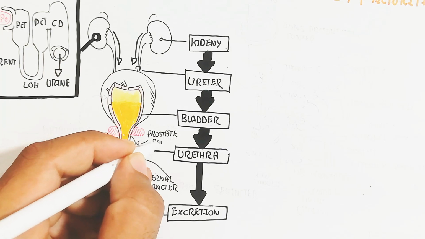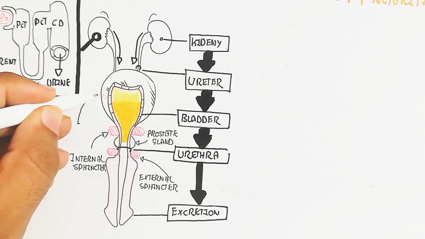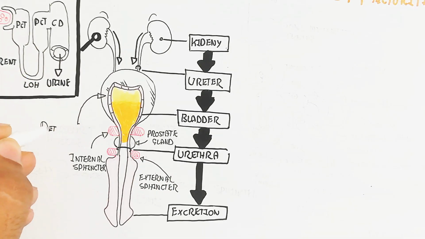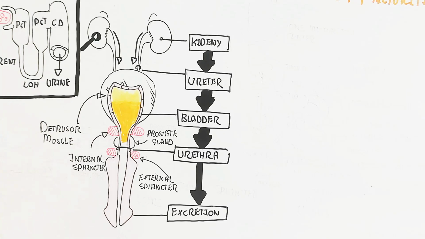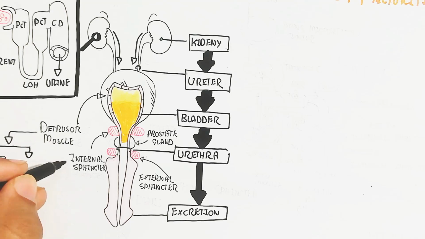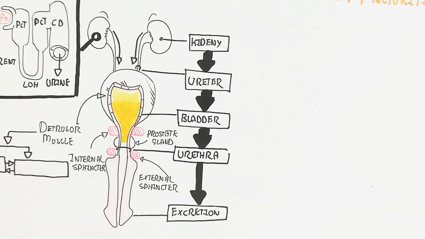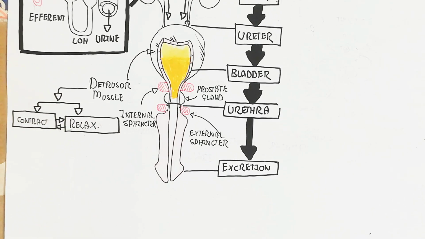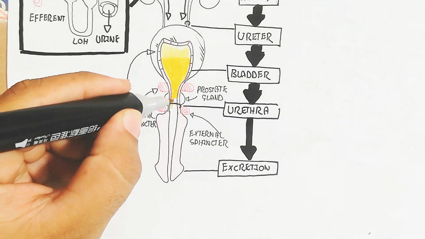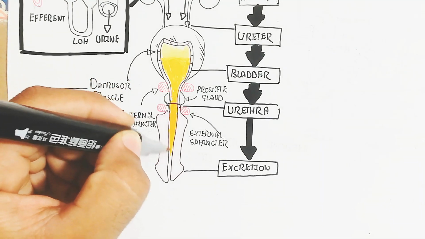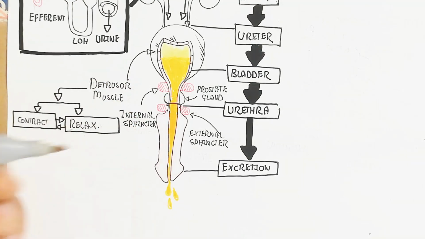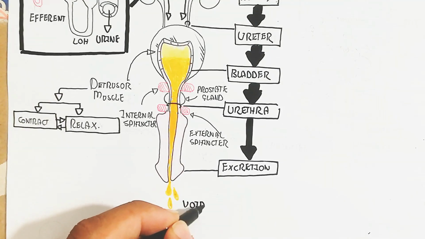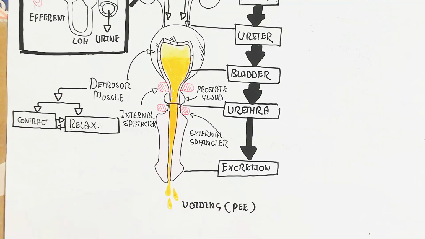The prostate gland is very important when present in the male urinary system, and when it becomes hyperplastic or swollen, it will obstruct the urine. Detrusor muscles are present in the bladder, which are important for contraction and relaxation, on the basis of excretion or holding of the urine in the bladder. This is voiding or pee.